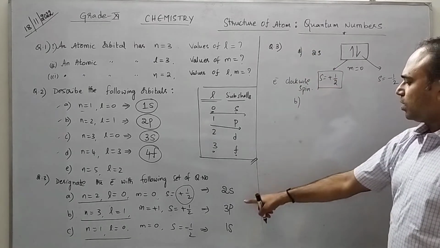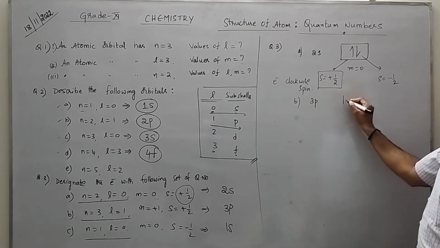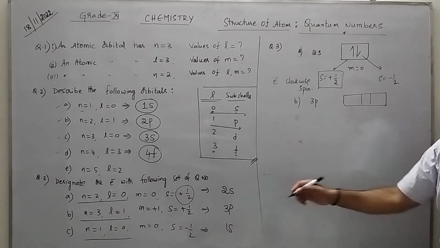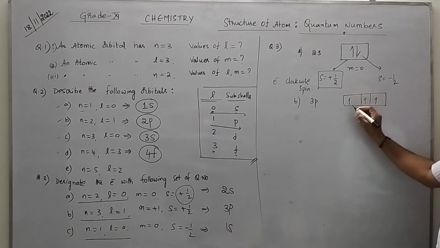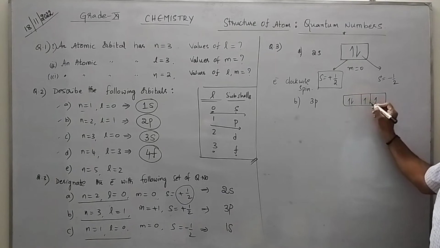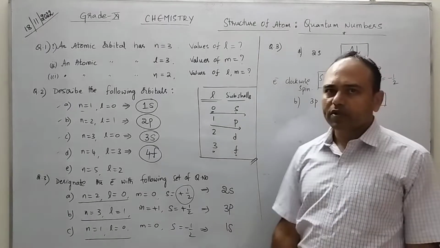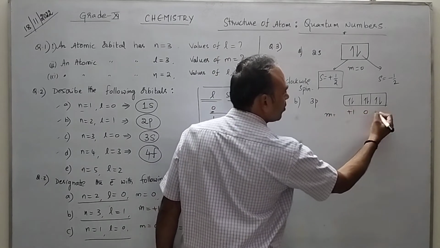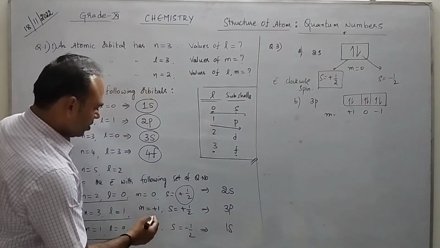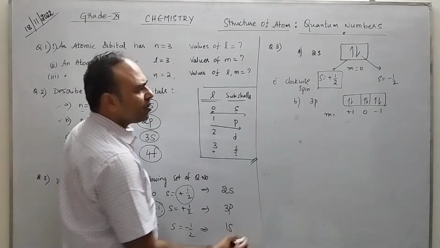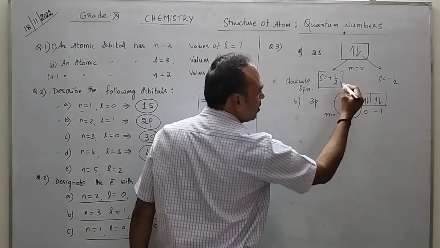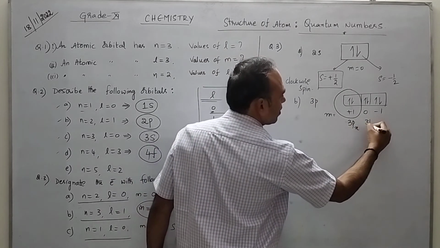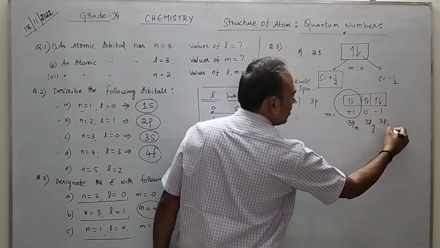Now second one, you got 3p. If you draw the box diagram for 3p, you get like this, and in that the electrons are represented like this. 3 are in the clockwise spin, remaining 3 are in the anti-clockwise spin. Representing the m values, we know this is 0, it is plus 1, and this is minus 1. So they have mentioned it as plus 1, hence which one will we choose? This particular orbital, nothing but you can write it as 3px, 3py and 3pz.